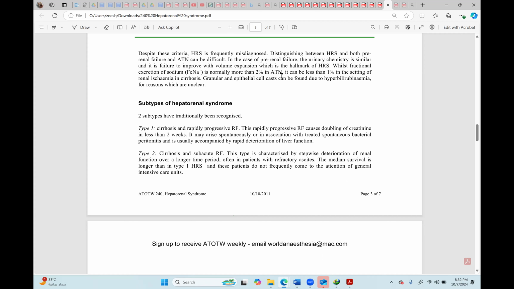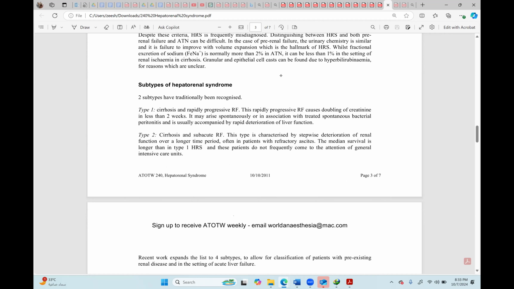Type 1 is cirrhosis with rapidly progressive renal failure. This causes doubling of creatinine in less than 2 weeks. It may arise spontaneously or in association with treated SBP, and is usually accompanied by rapid deterioration of liver function. Type 2 is cirrhosis with subacute renal failure. This type is characterized by stepwise deterioration of renal function over a longer time period, often in patients with refractory ascites.